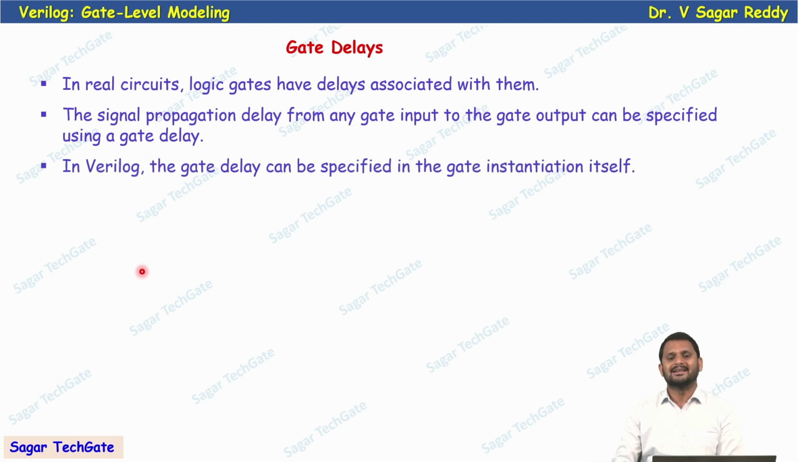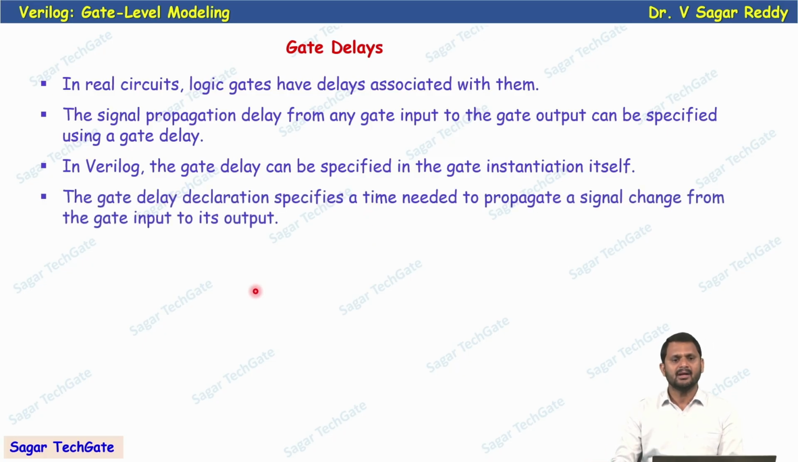In Verilog, the gate delay can be specified in the gate instantiation itself. For example, if I need an AND gate to build my digital circuit, while instantiating this AND gate I'll specify the delay associated with it. The gate delay declaration specifies the time needed to propagate a signal change from the gate input to its output, that is, how much time the output signal takes to change.